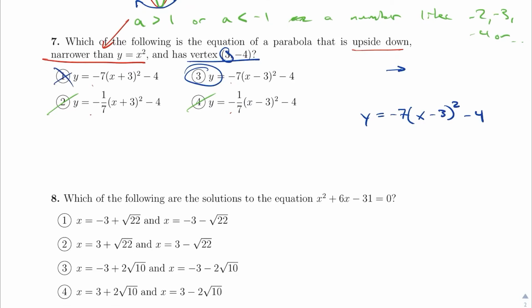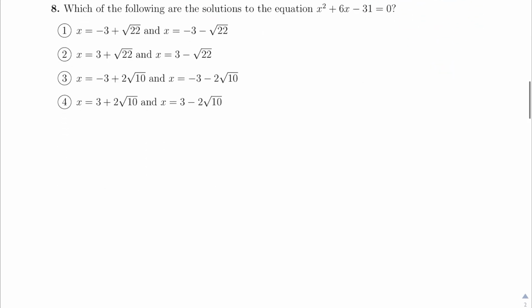Which of the following are the solutions to the equation x squared plus 6x minus 31 equals 0? So we can try this one with sum and product factoring, but there's not very much that multiplies to -31, only 31 and 1. And no matter what combination of signs you use for that, it doesn't add to 6. So sum and product factoring is out. So instead, we need a better method. So let's get rid of that 31 that we have. x squared plus 6x, having a gap there, equals 31.